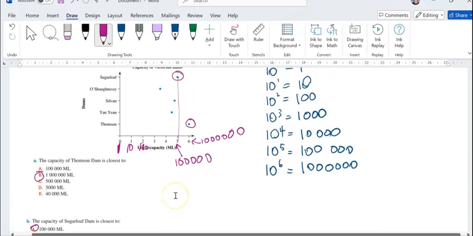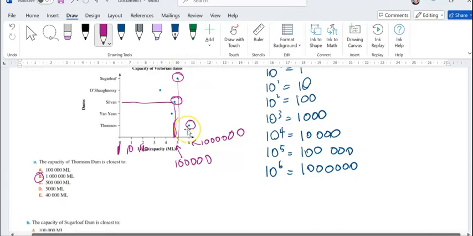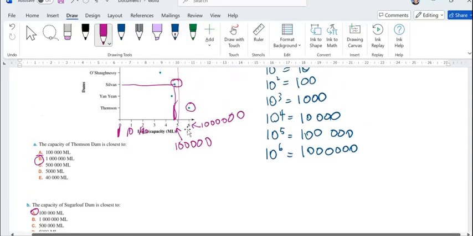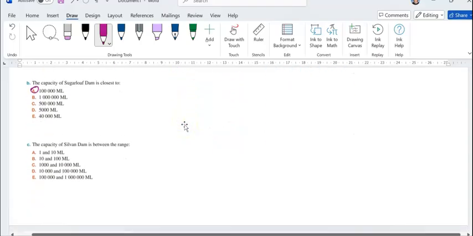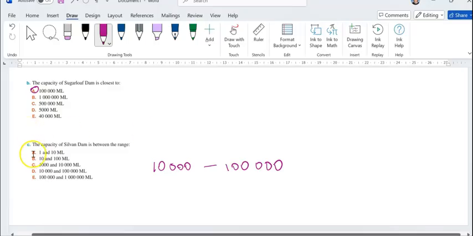And then Sylvan Dam is the middle dot there, and you can see it relates to this one here. And that is also a little bit, I don't think that's quite underneath the 5 unless I'm going cross-eyed. I think that's somewhere in between, 4 point something. So what we know then is that if it was 10 to the power of 4, it would be 10,000. If it's 10 to the power of 5, it would be 100,000. So we're looking for something in between 10,000 and 100,000 for that dam. So D.